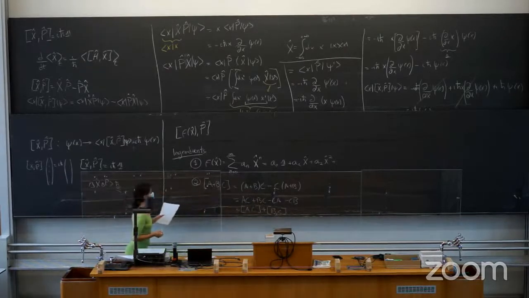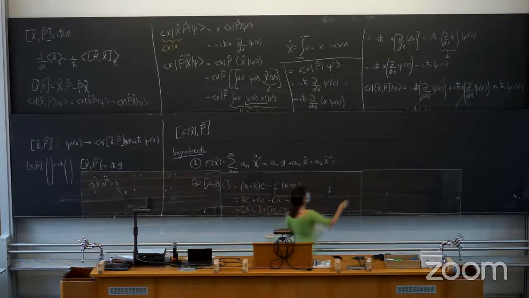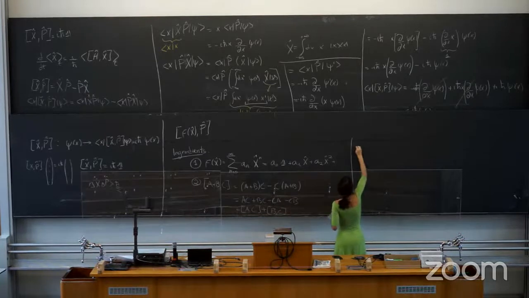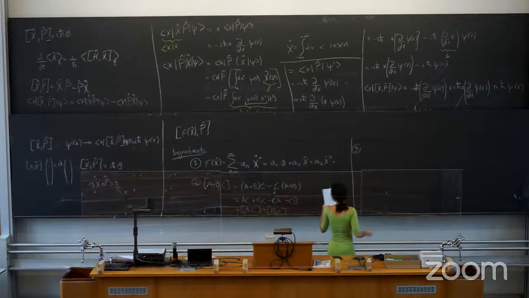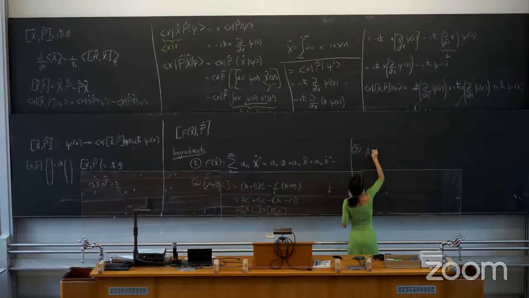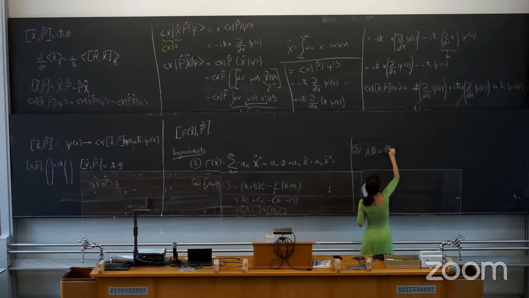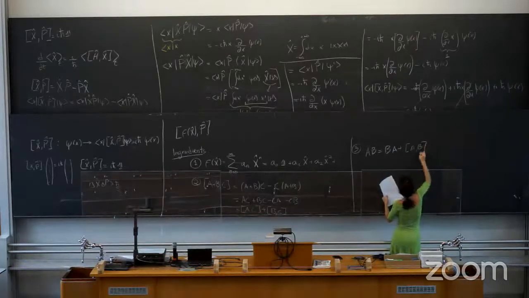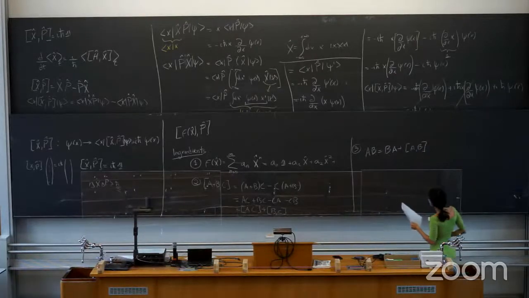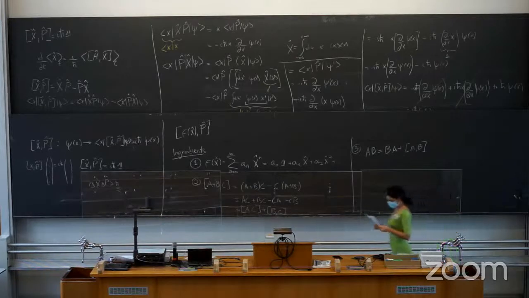And the last ingredient that we'll need later on is just the definition of the commutator, but I give them numbers so that later we can refer to them by number. So you can write AB as BA plus the commutator. And hopefully that's the right way around. Okay. We still have 10 minutes.